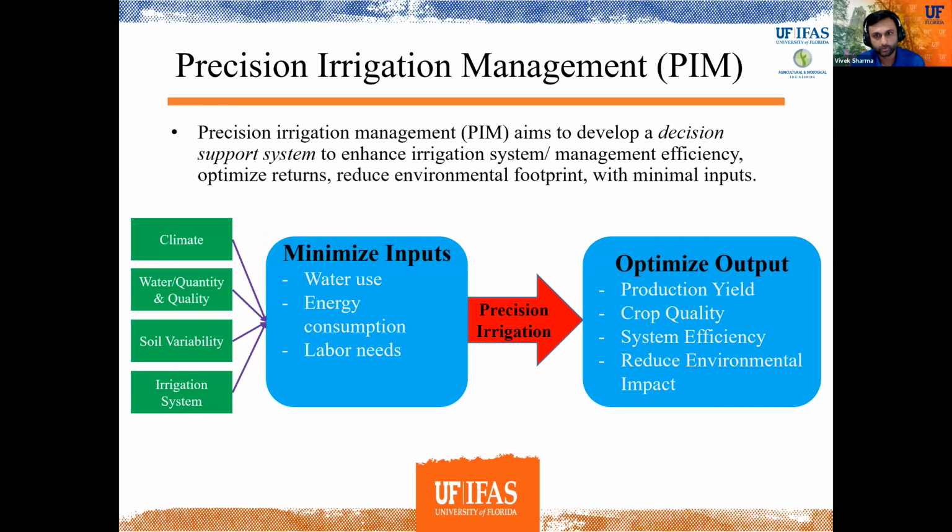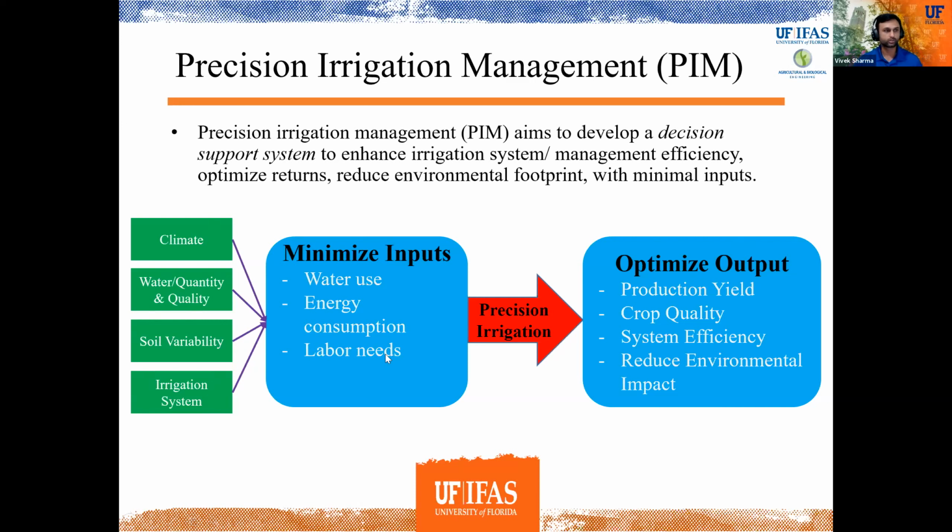The main aim of precision irrigation management is to develop a decision support tool in which we include all the data sources, that is the climate data, water quantity and quality data, soil variability, and irrigation system data, so that we can use these data sources to optimize our output. The output can be yield quantity and quality, or a reduced environmental footprint by minimizing our input.